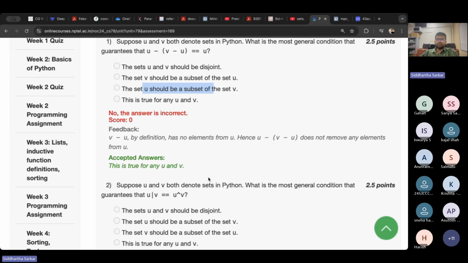Okay, so what do the symbols mean? U or V is actually union. This is logical OR, but in Python it means union. And this is U caret V, which is the symmetric difference.